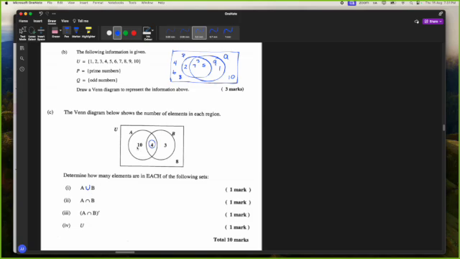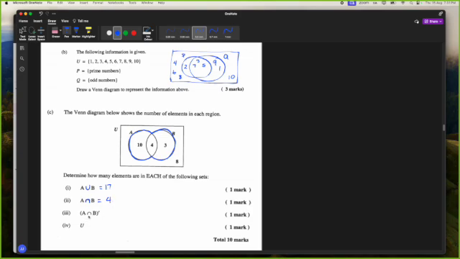But this is a U. So this is union. So A union B, I'm so sorry. A union B is actually all of this. So it'll be 10 plus 4 is 14, 15, 16, 17. So that is 17 in A union B. This is the intersect. It looks like an N. So intersect is N, union is U, right? So A intersect B, that is just the 4 there.